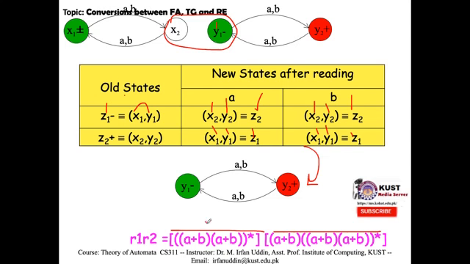So this is basically the FA that accepts these strings: even followed by odd, which are basically odd numbers. So if you look at this FA, this FA accepts strings of odd length.